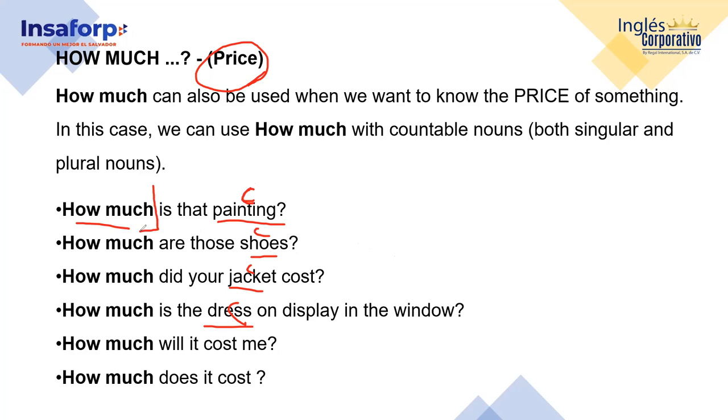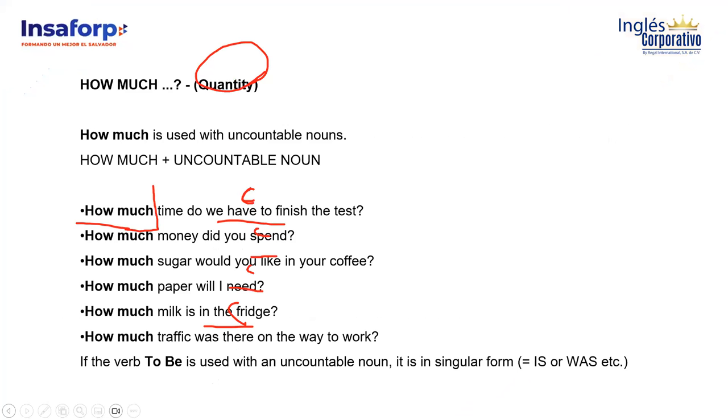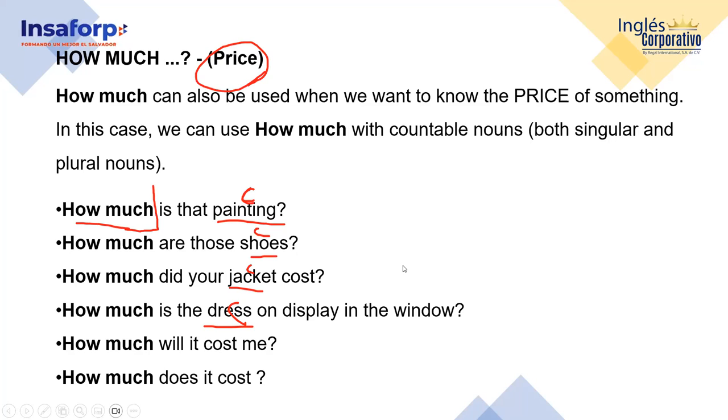Because immediately when you say, hey, how much is that painting? It is different. If I say, how much time, how much money? In this one, the word price is implicit. Because then we say, how much is that painting? How much are those shoes? How much did your jacket cost? How much is the dress on the display in the window?